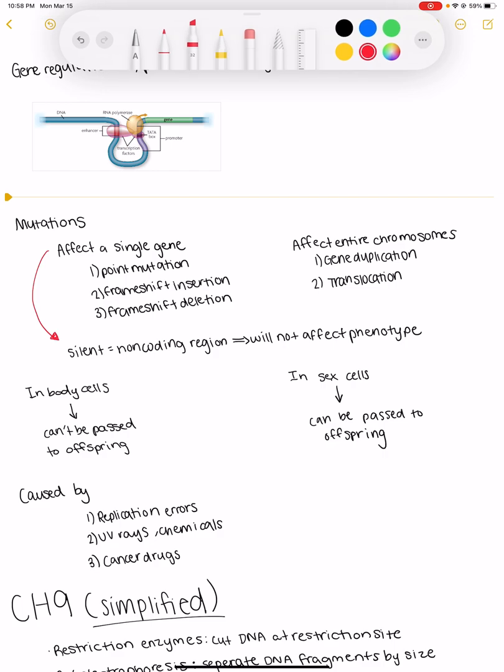However, if these mutations happen in sex cells, they can be passed on to offspring because it would happen in the gametes. The gametes would come together in fertilization and pass down whatever this mutation is.